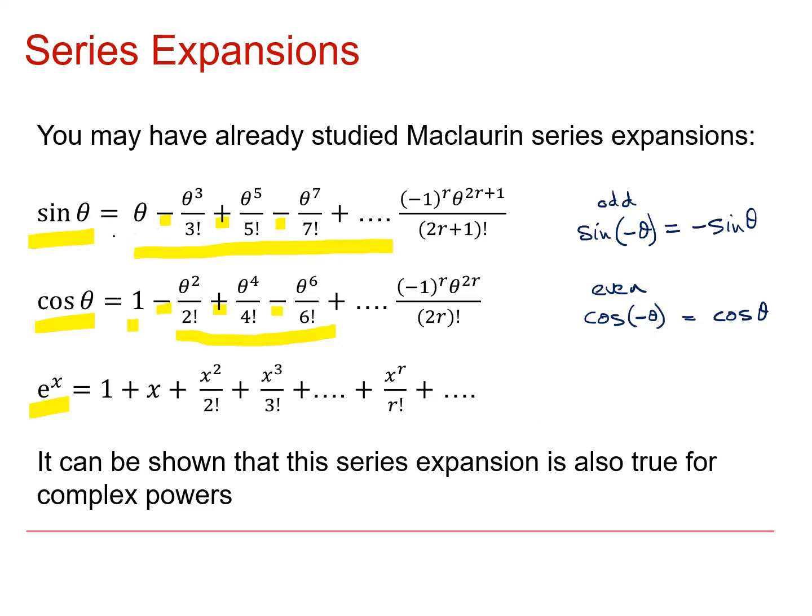The other thing that we know about these two functions is that for small theta, sine theta is approximately equal to theta. By small theta, I mean something in which theta cubed and above are insignificant. And so for small theta, cos theta is approximately 1 minus theta squared over 2. And you may have seen all of these things relating to sine and cos before.